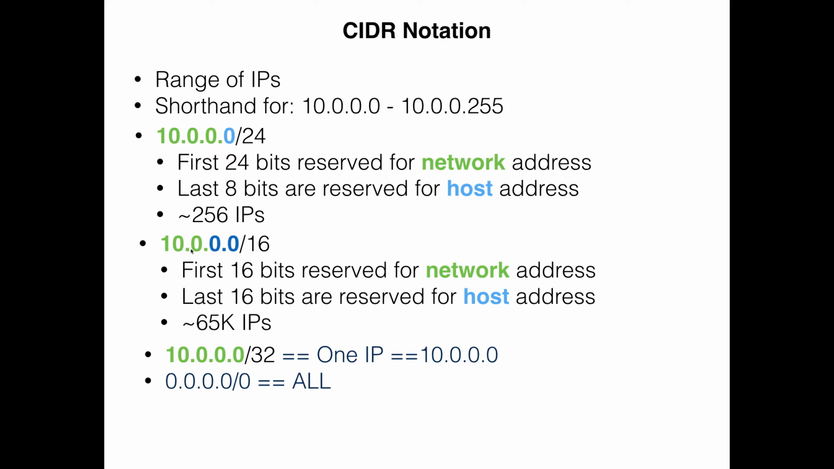And in this case, 10.0.0.0/16, this is telling us that the first 16 bits are used for the network address and the last 16 bits are used for the host address. And this gives us roughly 65,000 IPs. And in this case here, 10.0.0.0/32, this is telling us that all 32 bits are used for the network address, which really tells us that this range of IPs is just one IP. And 0.0.0.0/0 is just shorthand for all IPs, everything.